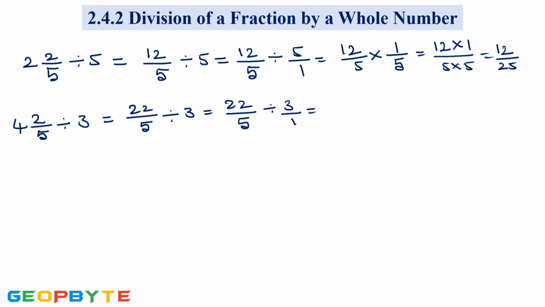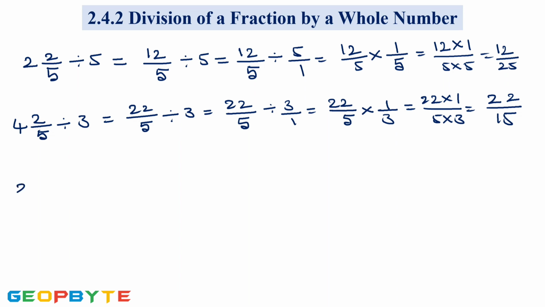So here for 3 by 1 we need to find the reciprocal. Reciprocal of 3 by 1 is 1 by 3. So 22 by 5 into 1 by 3, which is equals to 22 into 1 by 5 into 3, which is equals to 22 into 1 is 22, 5 3s are 15. 22 by 15. The result of 4 2/5 divided by 3 is 22 by 15.